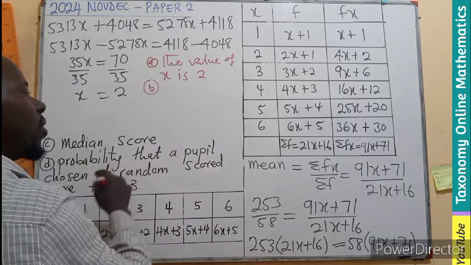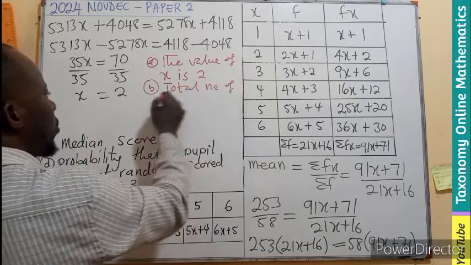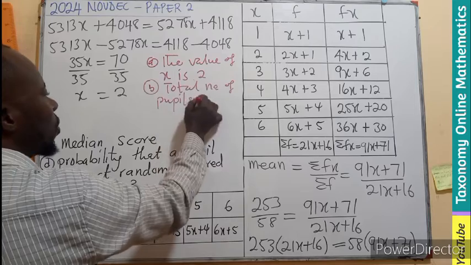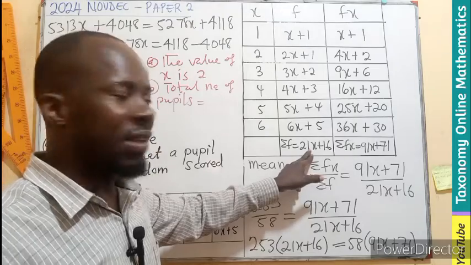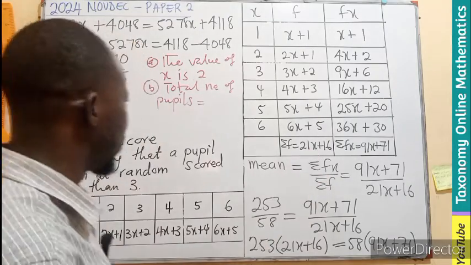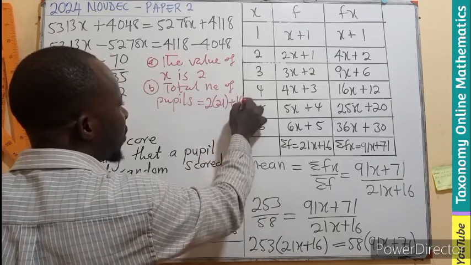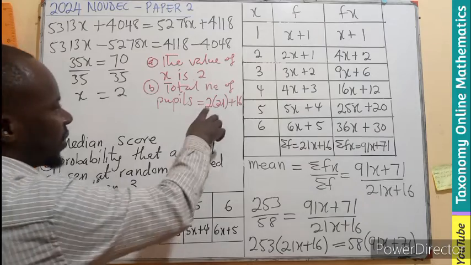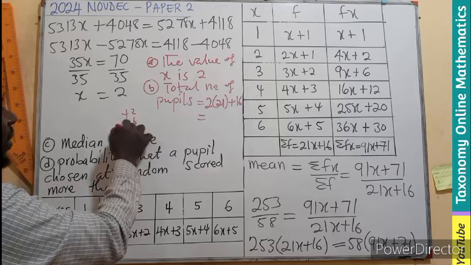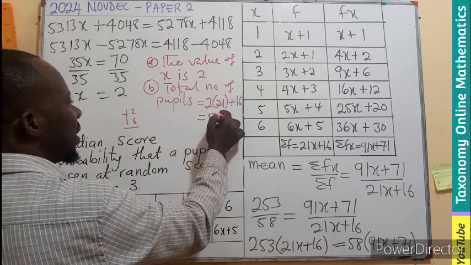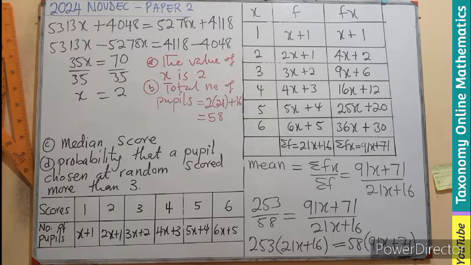Then B, we are looking for the total number of what? People. Where are they going to be found? Their total frequency. So this is going to be the x value we've got. That will give us 2 times 21 plus what? 16. And if you do this, this is going to be 42. So we have, is that 42? Yes, 16. So we have 58. Exactly 58 for question B.